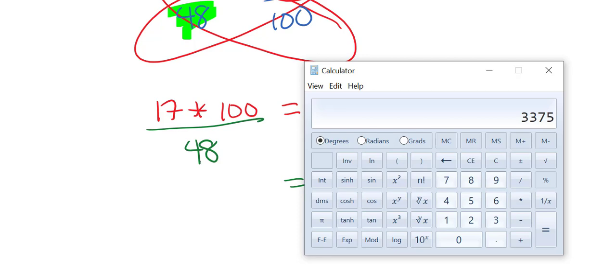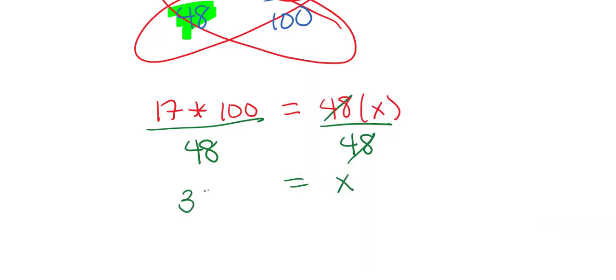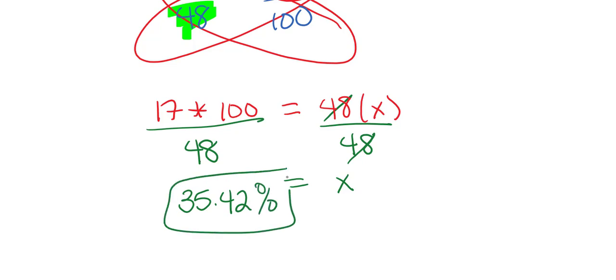Now we can get the calculator out. We divide by 48, and what do we get? We get 35.42. And this is going to be in percent, because we're looking for the percentage that the one real estate agent did out of the total. So they did 35.42%.